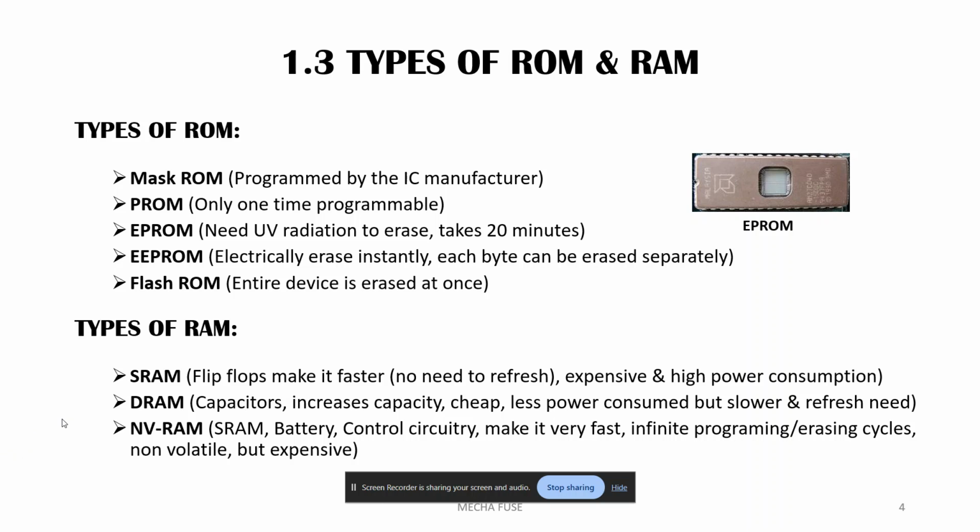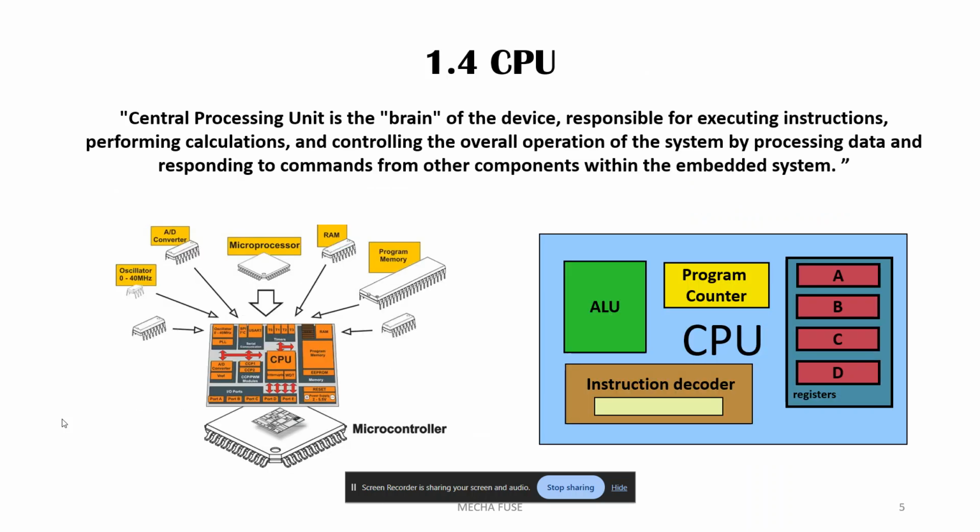But it is an older technology. Nowadays, we have far better technology. It has infinite programming and erasing cycles and is non-volatile, but it is expensive. We can't use it; it was expensive. Now moving toward the CPU. What is a CPU? It is the central processing unit.